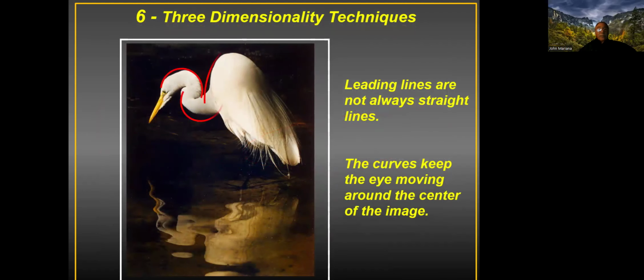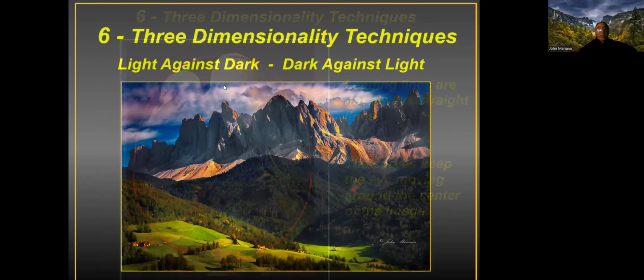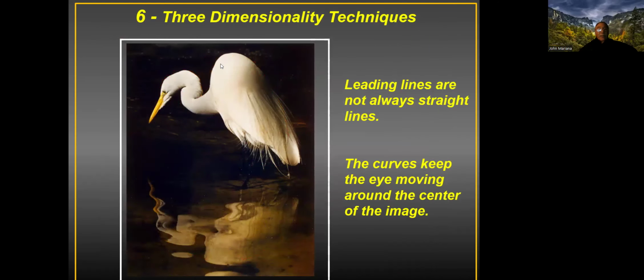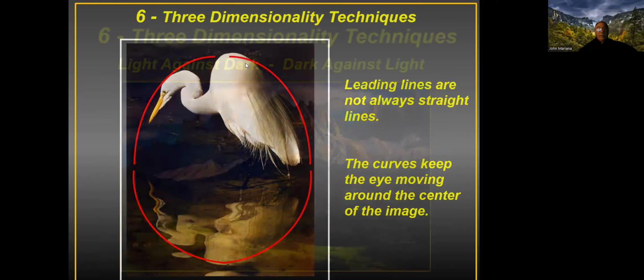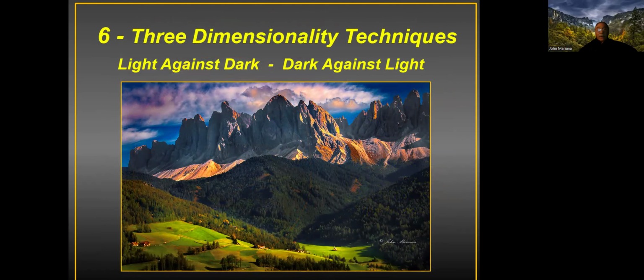The leading lines following around, comes around from the body and down through the reflection and then back up again. So the curves keep the eyes moving all around the center of the image. And the brighter areas are the upper portion with texture in all those areas and a good reflection and detail in those shadow areas. But more importantly, how the eye flows around the image. A light against dark.